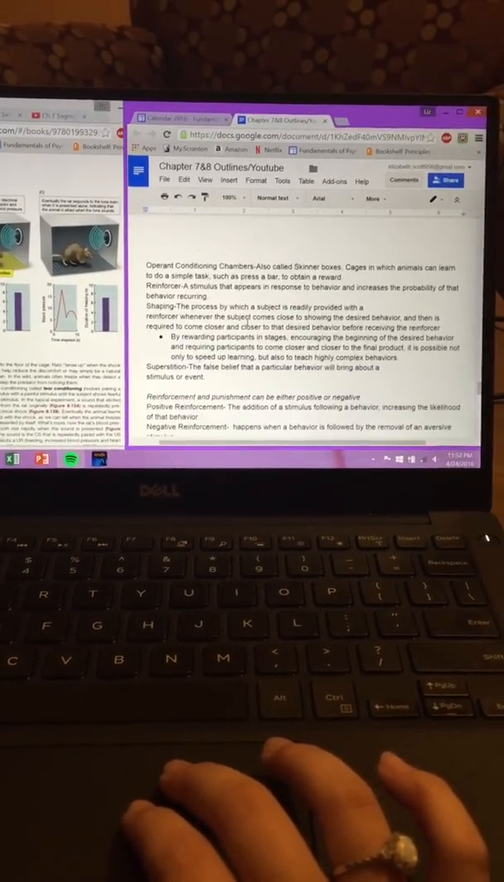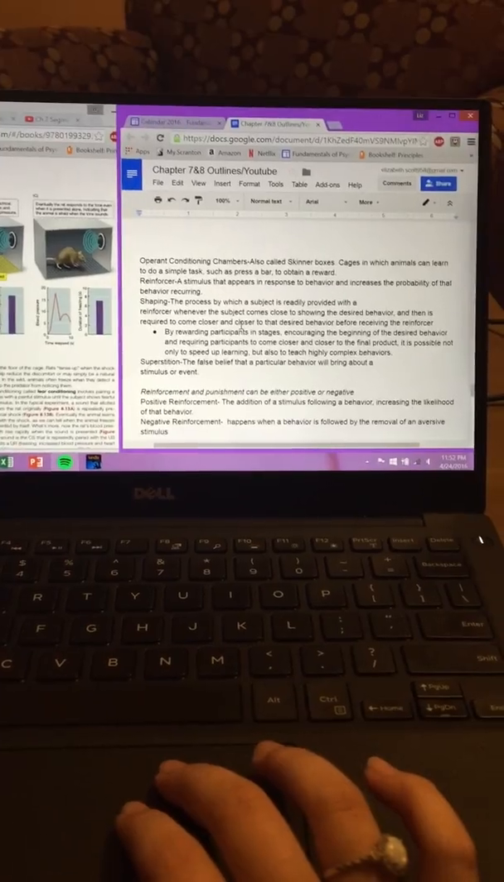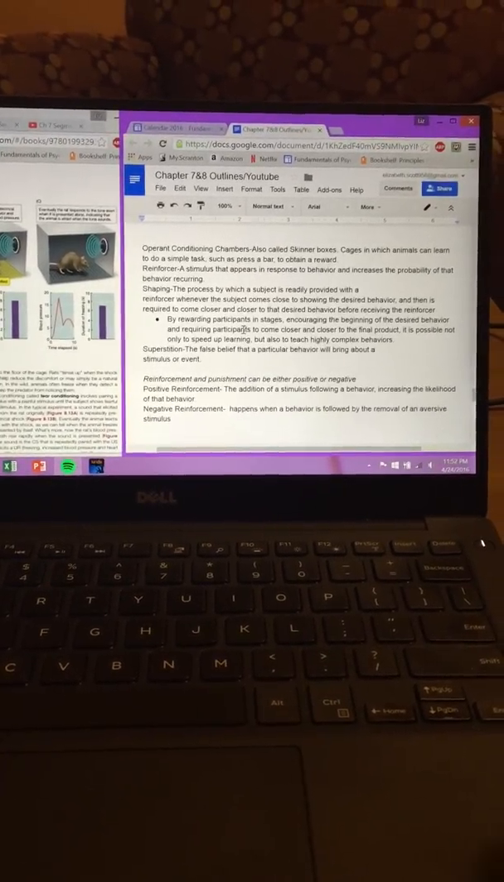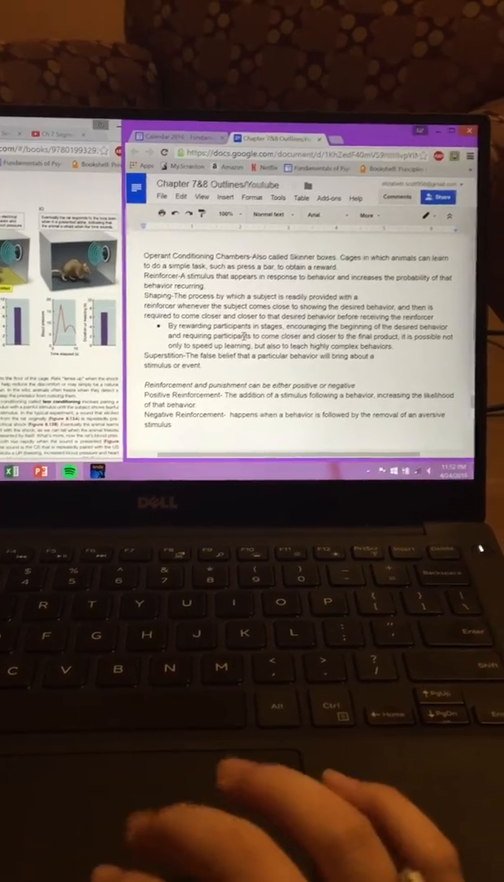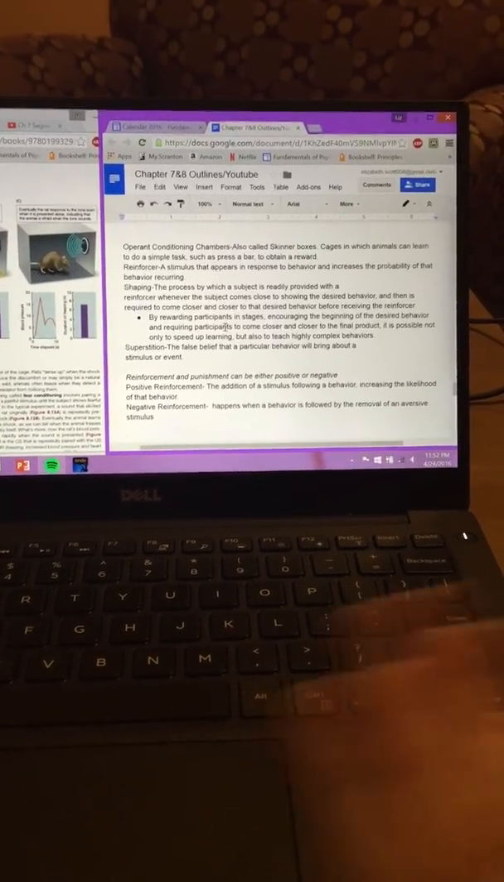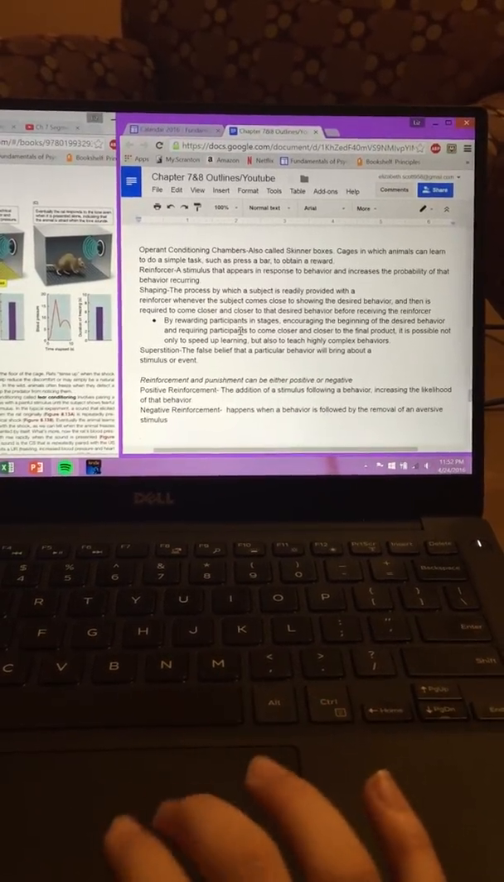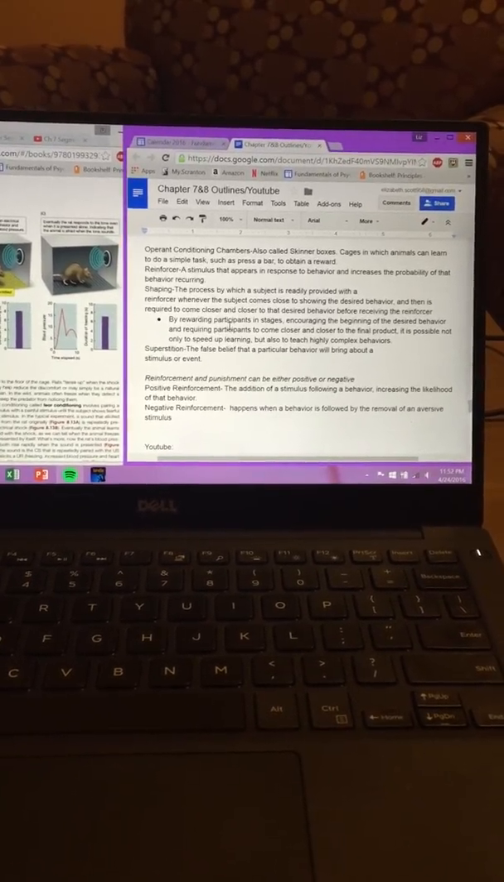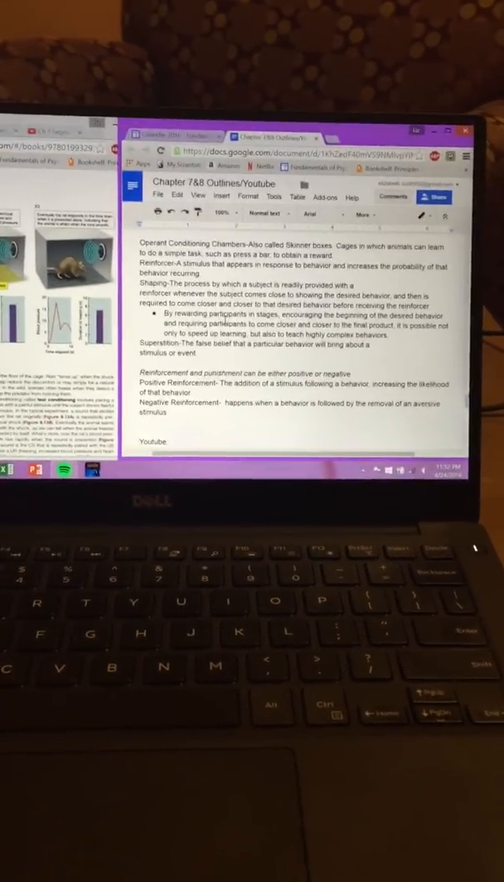The operant conditioning chambers are the Skinner boxes, cages in which animals can learn to do a simple task. And when they do a simple task, they earn a reward. A reinforcer is a stimulus that appears in response to behavior.